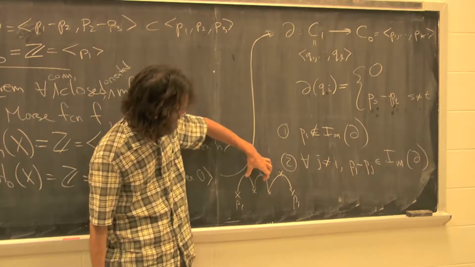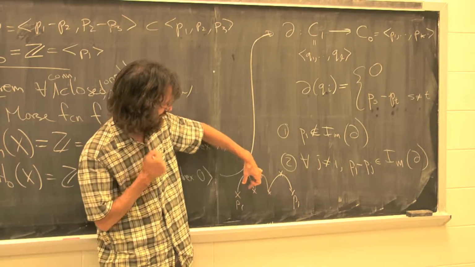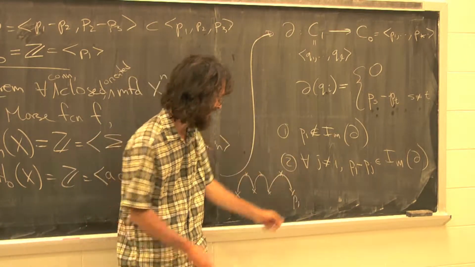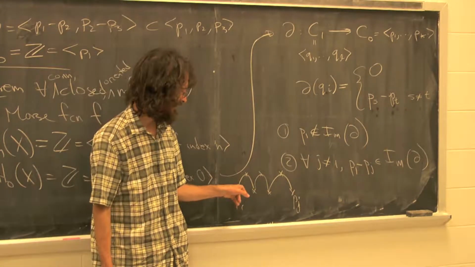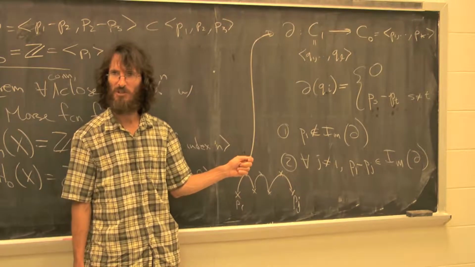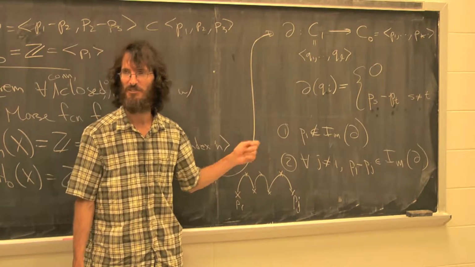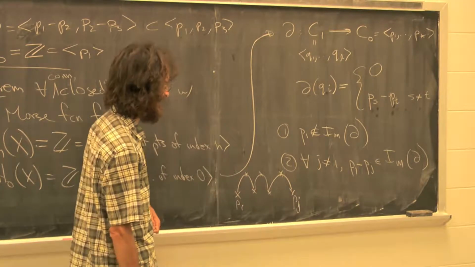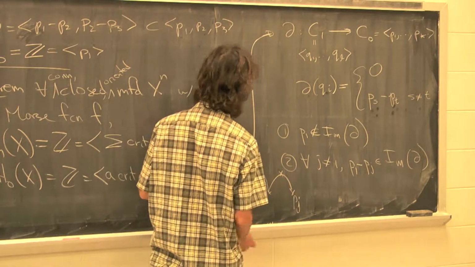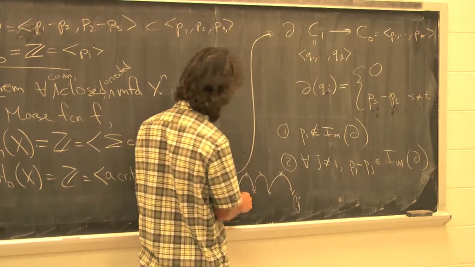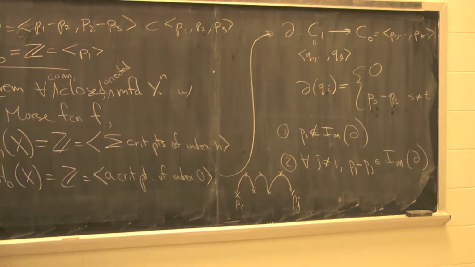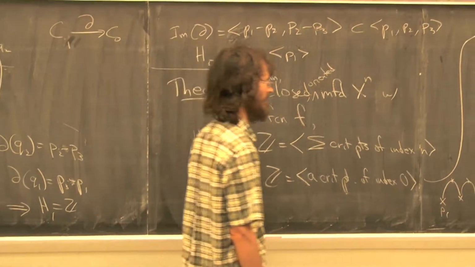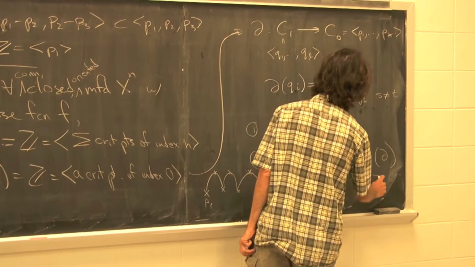So if you cannot find a path from P1 to Pj in the union of the index 0 and index 1 critical points in the descending manifolds, then you have no way of making it connected. So connectedness tells you that you can find this path, and then that tells you it's the sum of these critical points between one and two. Any questions on that?